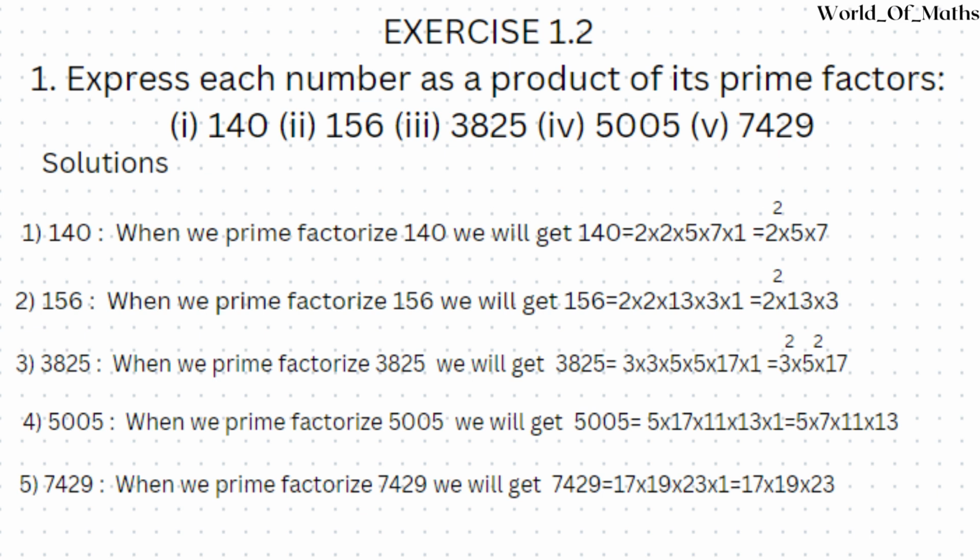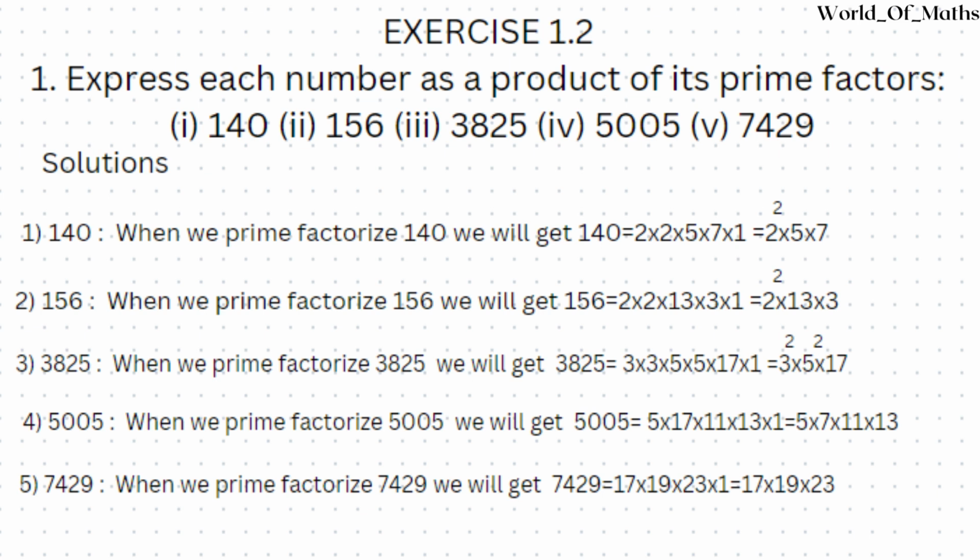The third number is 3825. When we prime factorize 3825, we get 3 multiplied by 3 multiplied by 5 multiplied by 5 multiplied by 17 and multiplied by 1. Hence we can express 3825 as a product of its prime factors in the form 3 to the power of 2 multiplied by 5 to the power of 2 and multiplied by 17.